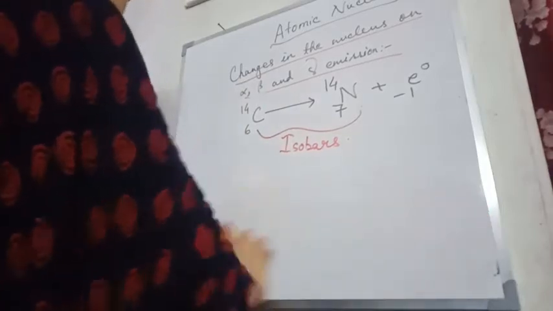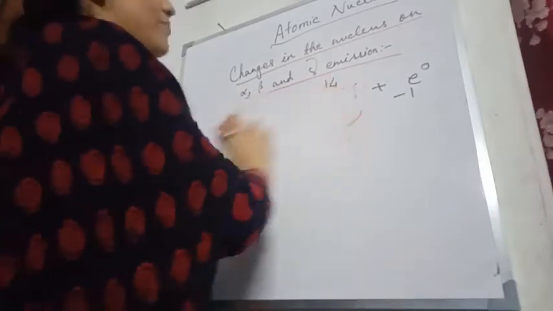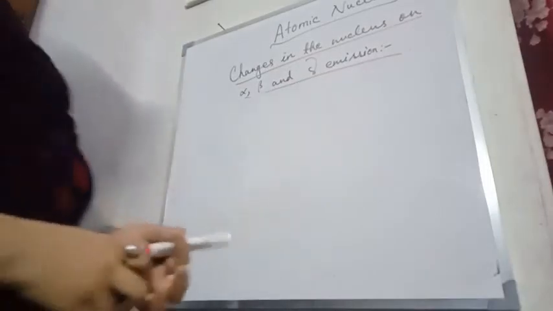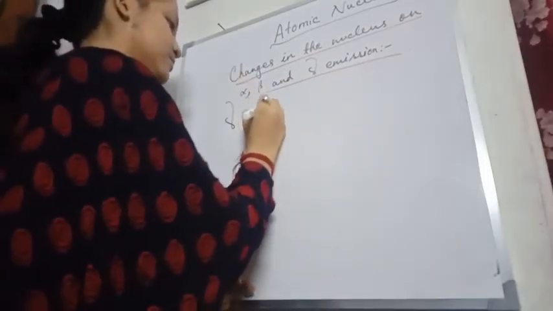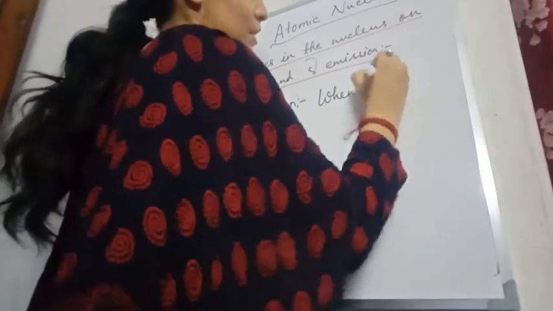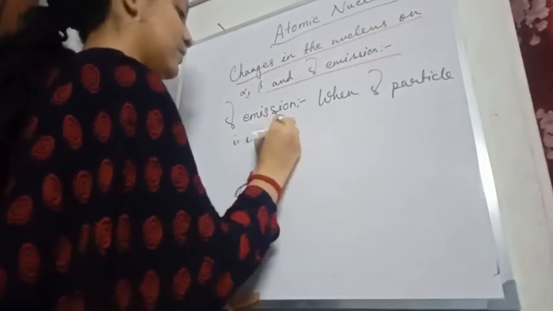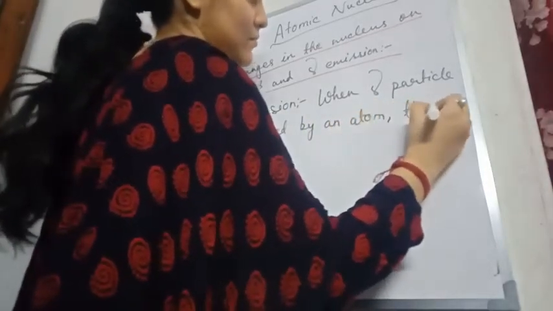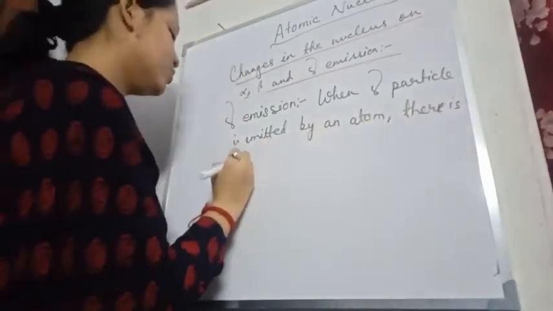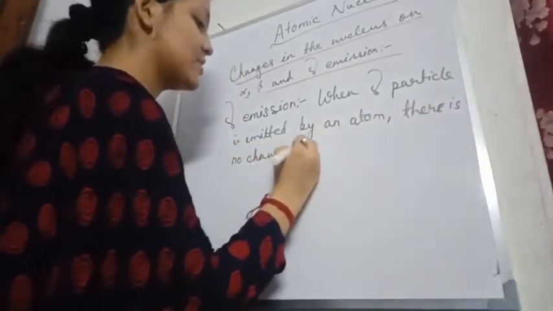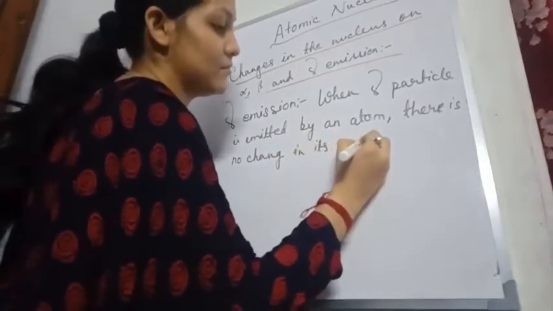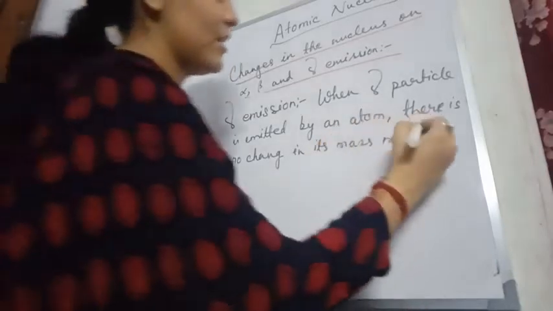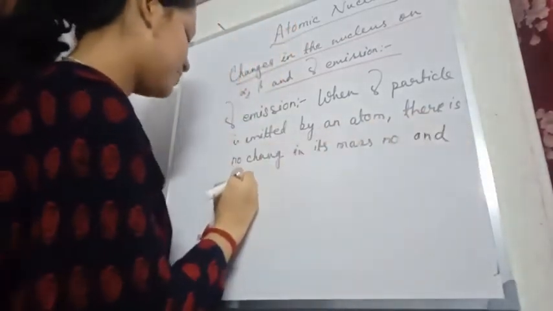Now let's go to gamma emission. When a gamma particle is emitted by an atom, there is no change in its mass number and atomic number. So it remains as usual.